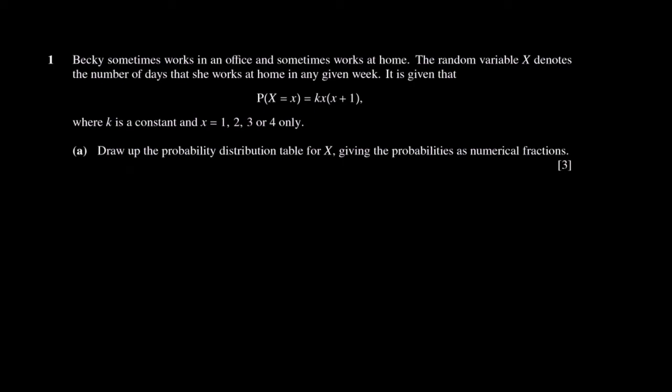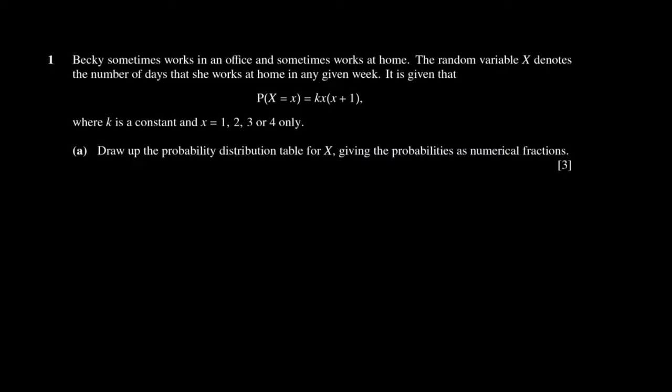Okay, question one. Becky sometimes works in an office and sometimes works at home. The random variable x denotes the number of days that she works at home in any given week. It is given that the probability distribution is that, where k is a constant and x is 1, 2, 3, or 4 only. Draw up a probability distribution table for x, giving the probabilities as numerical fractions.